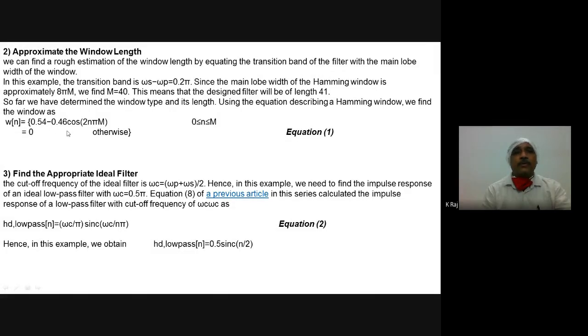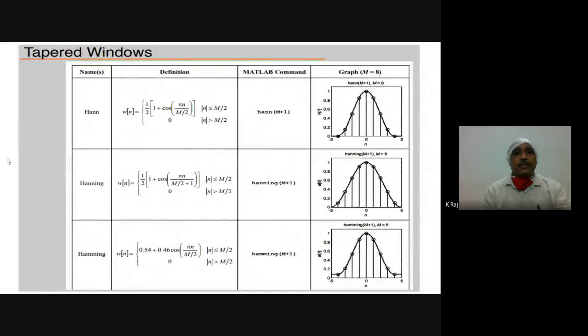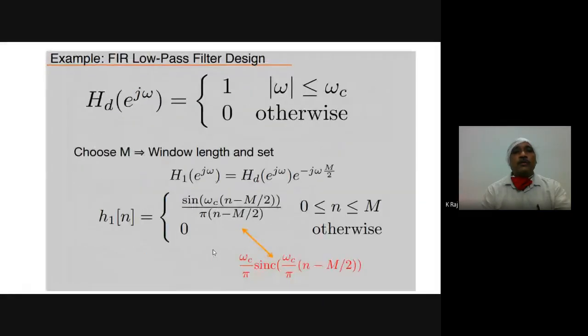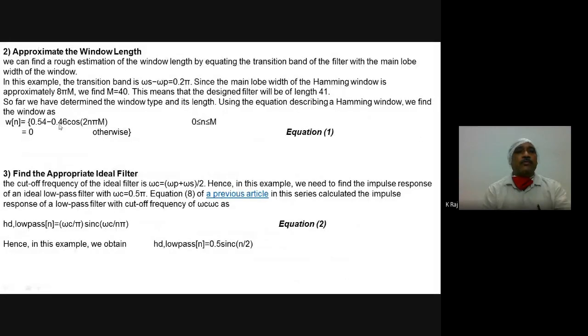What is the formula for the window? It is the Hamming window. Here is the mathematical description of the Hamming window: 0.54 minus 0.46 cos of 2 pi n by M in the finite range of n, otherwise it will become zero. So according to this formula, we describe w[n] as 0.54 minus 0.46 cos 2 pi n by M. After defining this, next is to find the appropriate ideal filter. The cutoff frequency, as we had discussed, will be omega s plus omega p divided by 2.